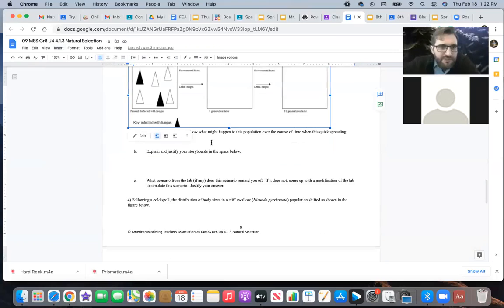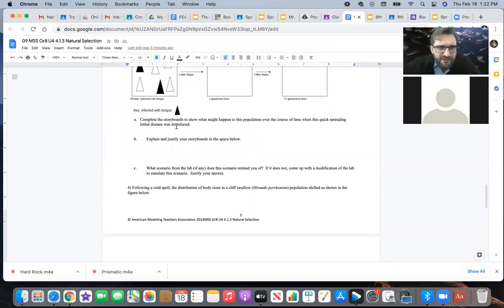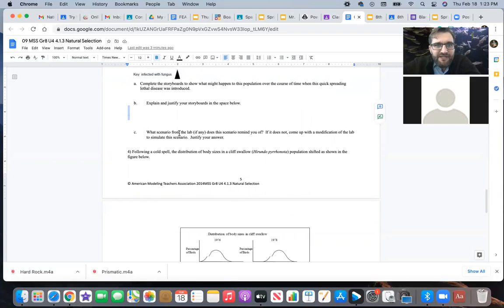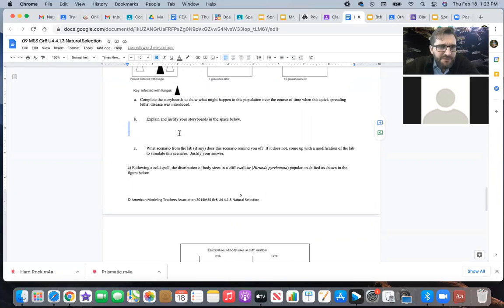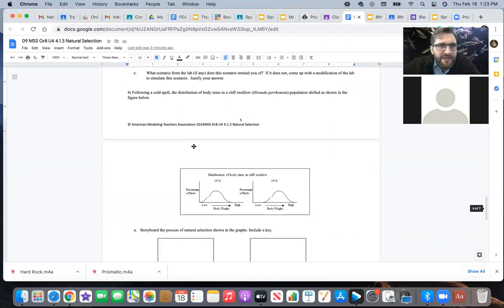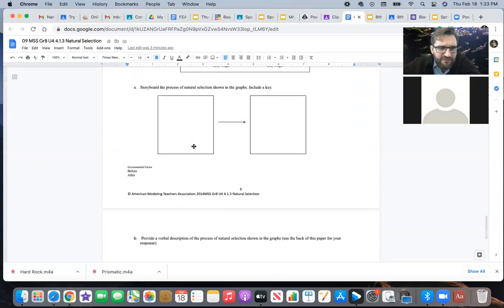The next one, so that's what it was asking there. Complete the storyboard. What do you think might happen to the population over time? Explain and justify your storyboard in the space below. So basically just saying, hey, this is what I think is going to happen, and this is why I think it's going to happen. And then what scenario from the lab, if any, does this scenario remind you of? If it does not, come up with a modification to the lab that might simulate this type of scenario. And wink, wink, nudge, nudge. Maybe the invasive species portion is a hint at this. And then question number 4, I think, is our last question.